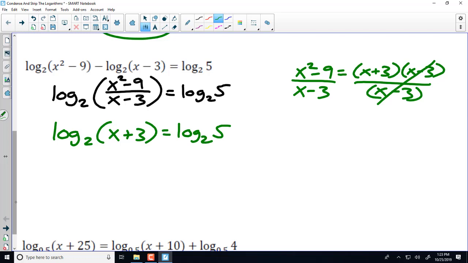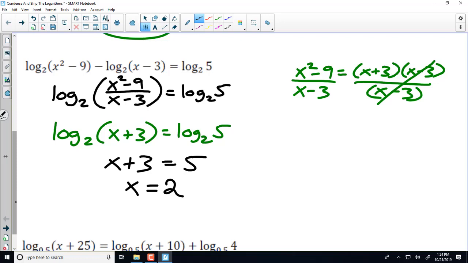Both sides are a single logarithm. They are both base 2. So we rewrite this as x plus 3 equals 5. Subtract 3 from both sides, and we get x equals 2.